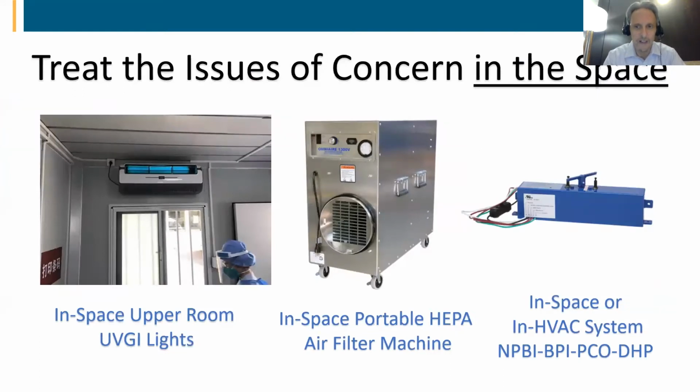And the answer is relatively simple. We need to treat the issues of concern in the space itself. That's what the guidance is telling us. On the left-hand side of this slide, I show in-space upper room UVGI or UVC lights. That's a technology that treats the issues of concern in the space. You typically have a box. It has a UV light in it. There's no fan. You mount the box up towards the ceiling and you direct the photons or the light energy up towards the ceiling itself. It needs to hit the ceiling. You don't want to direct UVC light down into the space where people are occupying the space. It can be detrimental to our health.